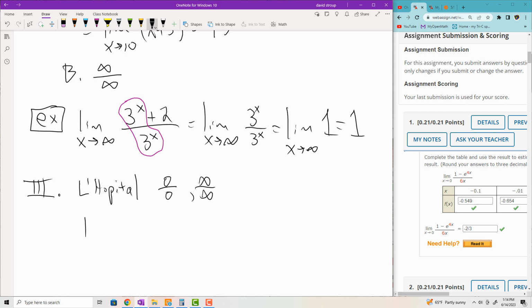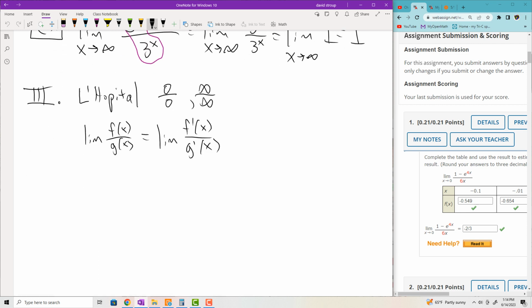And it basically just says that you could replace the limit of a ratio of functions that have this form by taking the individual derivatives of the functions. Okay? And then you could take that new resulting limit and have your answer. So it's pretty easy to apply. Let's look at number 4. The limit as x goes to 0 of the sine of 4x all over the sine of 3x.